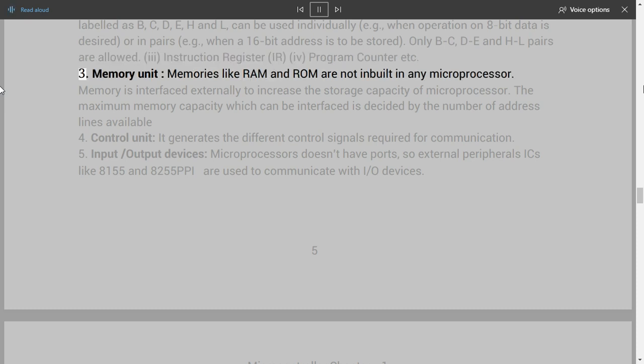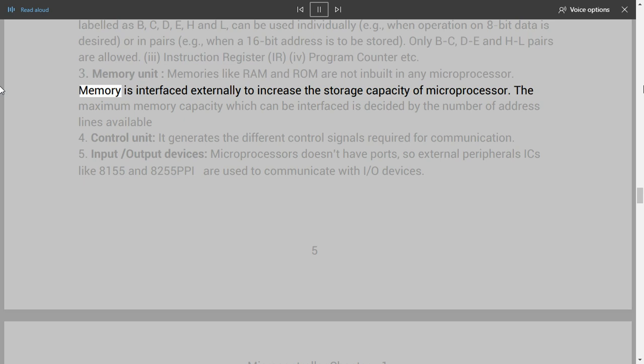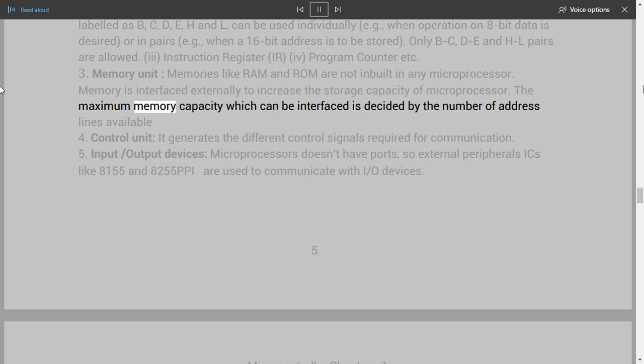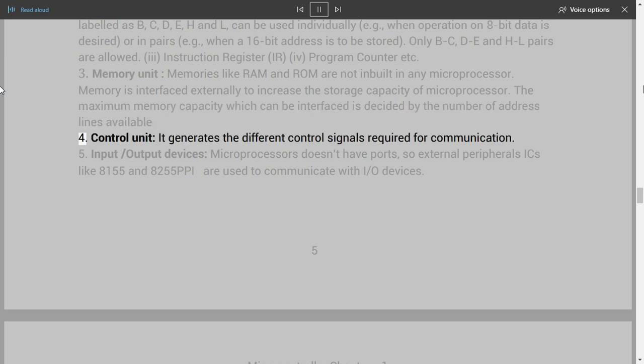3. Memory unit. Memories like RAM and ROM are not inbuilt in any microprocessor. Memory is interfaced externally to increase the storage capacity of the microprocessor. The maximum memory capacity which can be interfaced is decided by the number of address lines available. Control unit: it generates the different control signals required for communication.